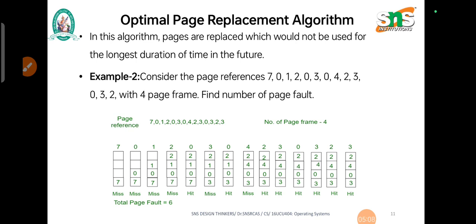In this algorithm, pages are replaced which would not be used for the longest duration of time in the future. Example, consider the page reference 7, 0, 1, 2, 0, 3, 4, 2, 3, 0, 2. With 4 page frames, we have to find the number of page faults. So the number of page frames is 4. We have the total page faults, which is 6.